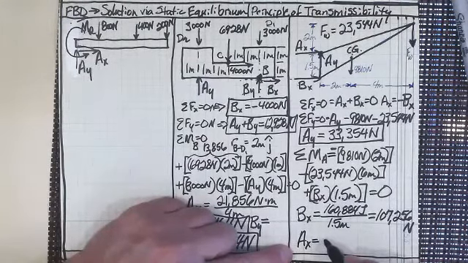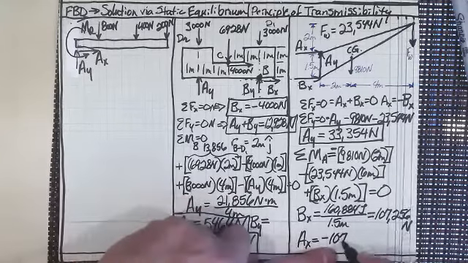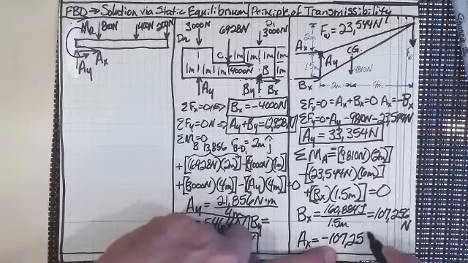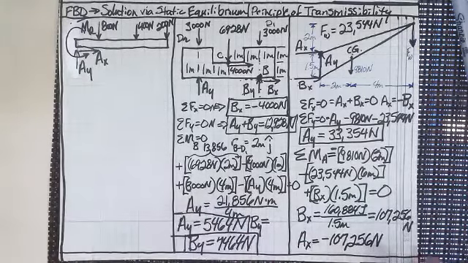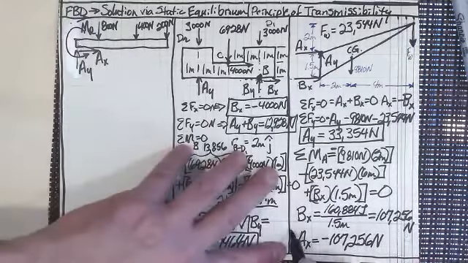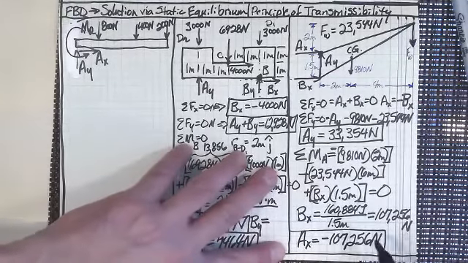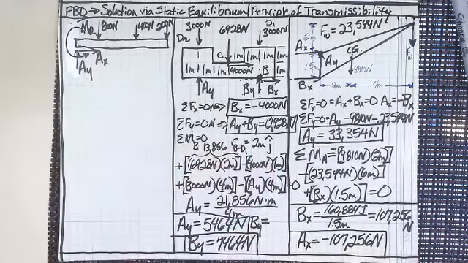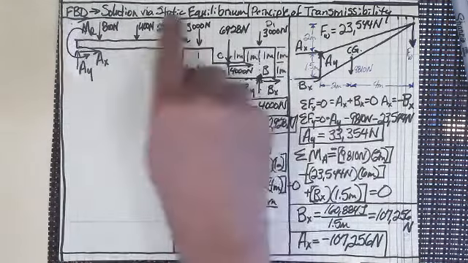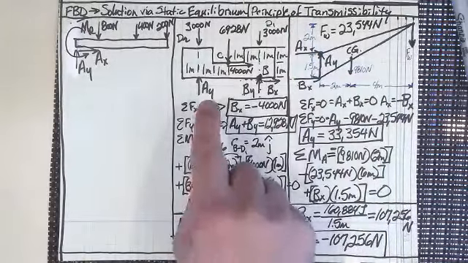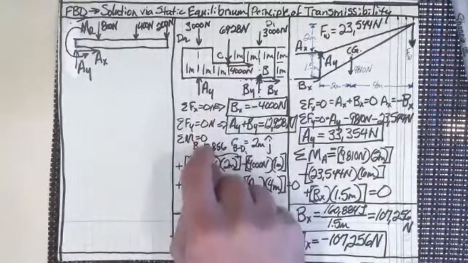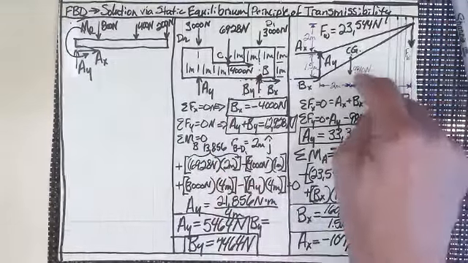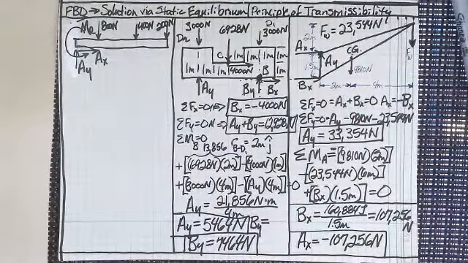So that's what B of X is, and then we know A of X is going to be minus 107,256 newtons, right? So there you go. All right, so now we've used static equilibrium and our summation of forces in the x direction, summation of forces in the y direction, summation of moments about a point, and we've chosen our points judiciously to get that.